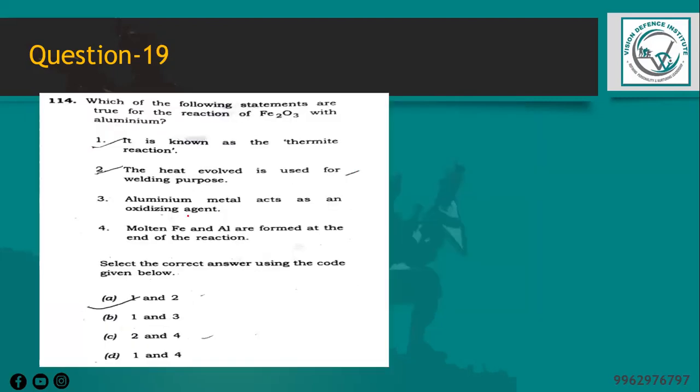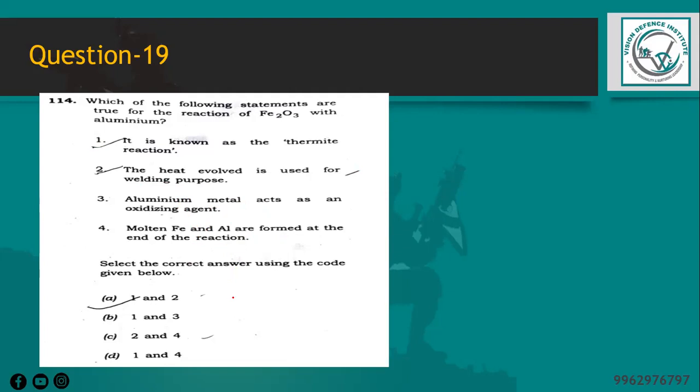The next question is, which of the following statements are true for the reaction of Fe2O3 with aluminum, right? The statements are: it is known as the thermite reaction; the heat evolved is used for welding purposes; aluminum metal acts as an oxidizing agent; and molten iron and aluminum are formed at the end of the reaction. Select the correct answer using the codes.